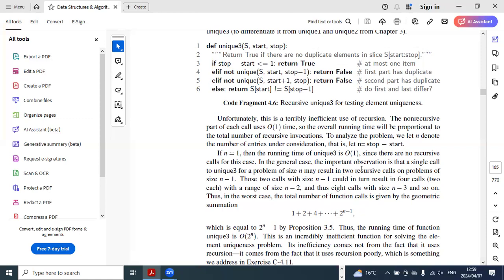In the general case, the important observation is that a single call to unique for a problem of size n may result in 2 recursive calls on a problem of size n minus 1. Those calls with size n minus 1 could in turn result in 4 calls each, with a range of size n minus 2, plus 8 calls with size n minus 3, and so on. The worst case total number of function calls is given by the geometric summation, which is equal to 2 to the power of n minus 1, as in proposition 3.5. The running time of function unique is big O of 2 to the power of n, which is exponential. This inefficiency is terrible; it becomes too slow, and it doesn't help us as we compute it.